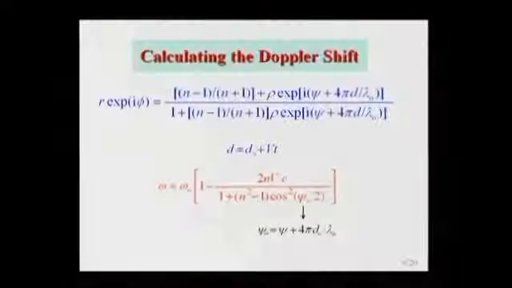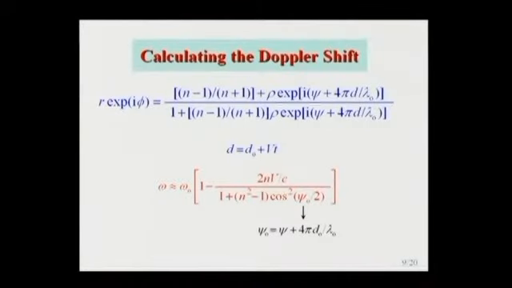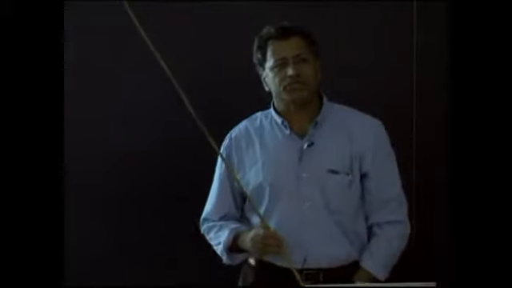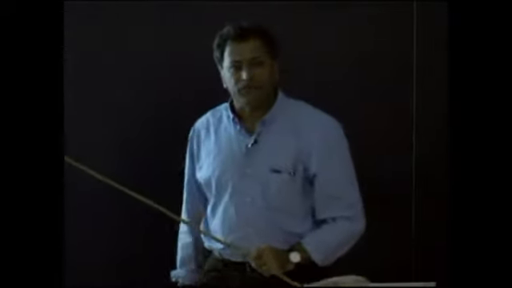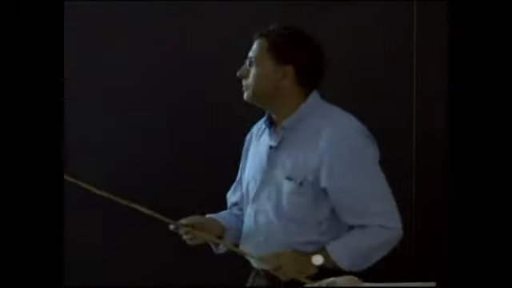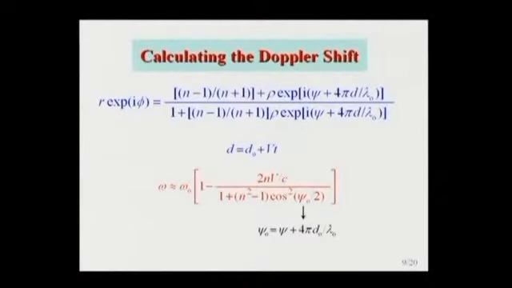Now I make the gap a function of time. In other words, I let the mirror move with some velocity v. So the initial gap is d0. It moves with velocity v, so the gap is changing with time. Now if the gap is changing with time, that means that phi, the phase, is now a function of time, because d is a function of time. And the derivative of that is the Doppler shift. So by differentiating phi with respect to time, I get the Doppler shift. And this is the formula for the Doppler shift.